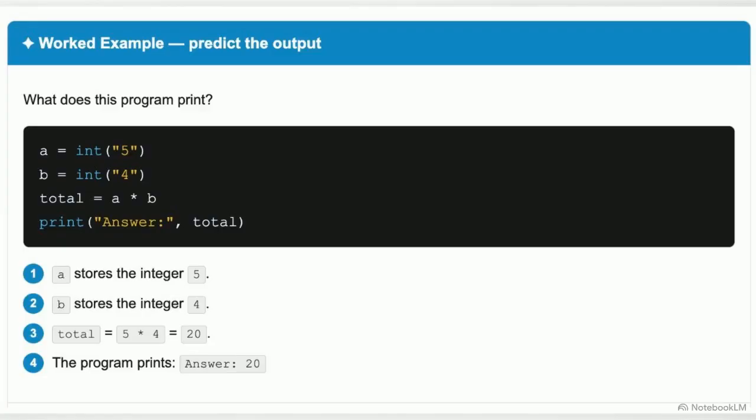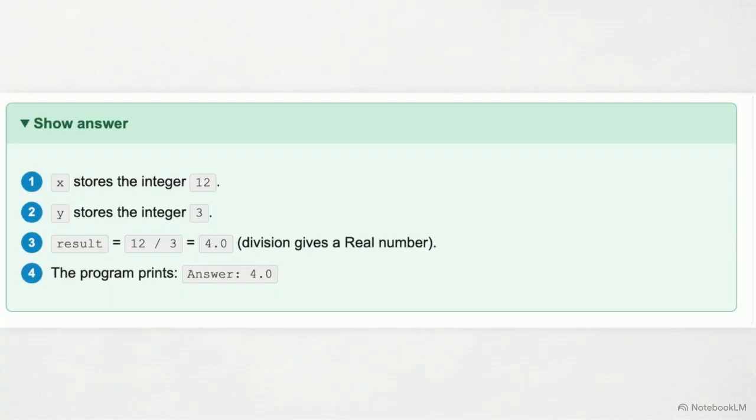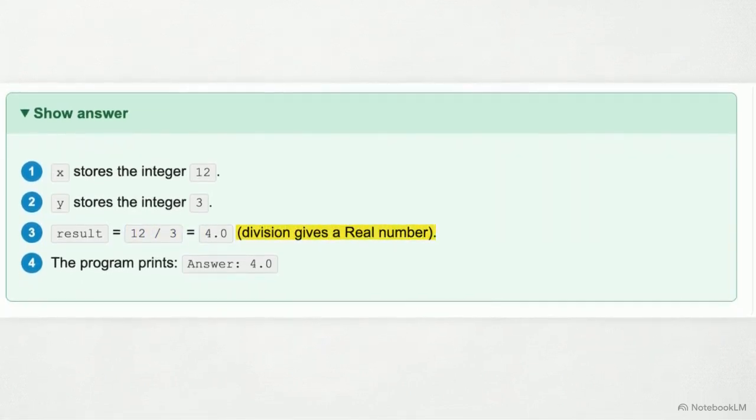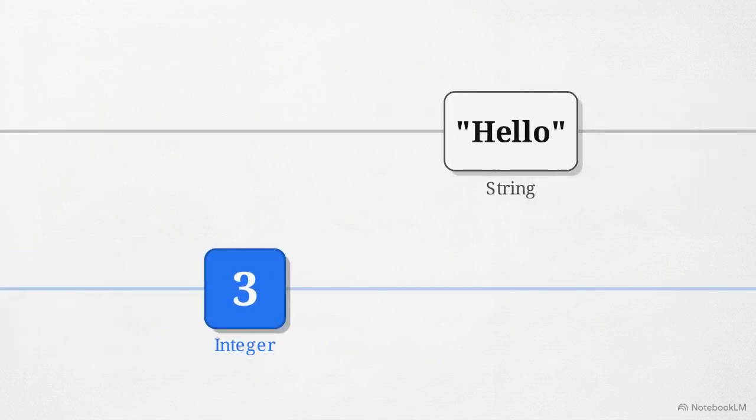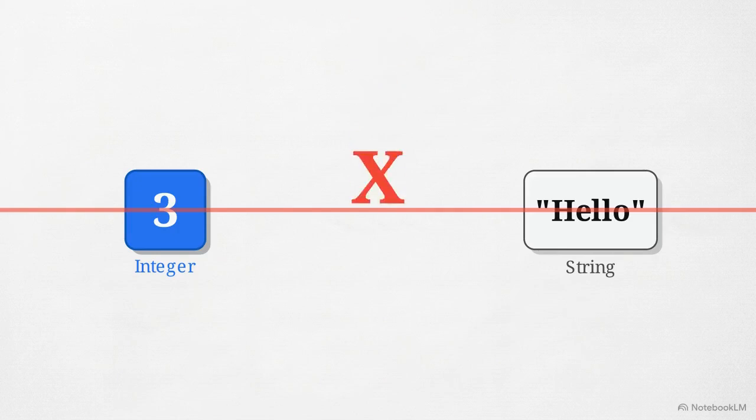This worked example shows exactly how that looks in practice. The variables a and b successfully capture the string inputs, cast them as integers, and multiply them to give us an answer of 20. There is an exception when you divide. As you can see in this breakdown, dividing 12 by 3 results in 4.0. Python automatically processes division as a real number, or float, even if both of your starting inputs were whole integers. Because a computer will only do exactly what it is told, you have to explicitly define these data types. Otherwise, the program will simply crash because it does not know how to multiply words together.